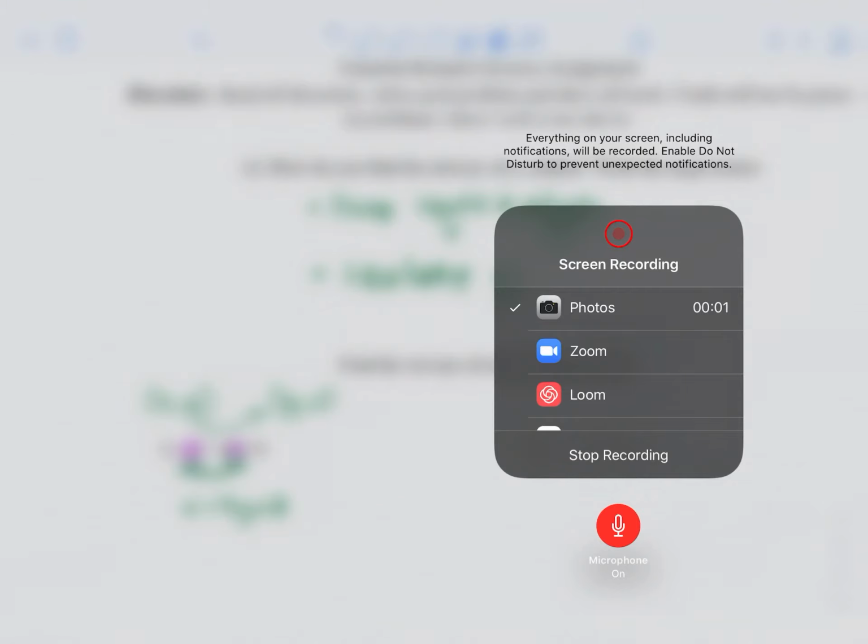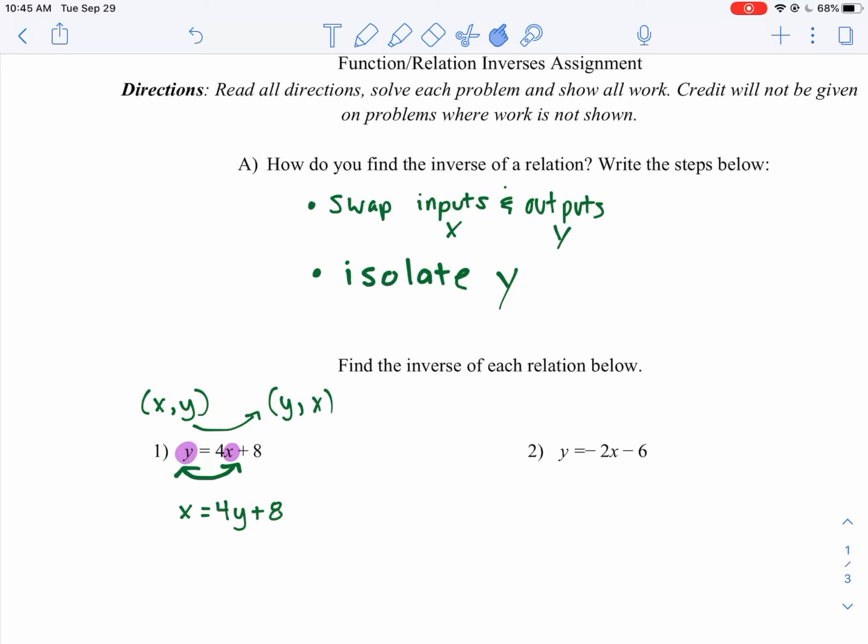All right, we've got a pretty difficult topic this week. We're looking at function inverses and inverse relations. So I want to walk you through this assignment a little bit so you can get an idea of how to solve these. It's really easy to make mistakes along the way here, especially when you're dealing with literal equations and isolating variables. So I'm going to walk you through a few examples and hopefully this helps you out a little bit.